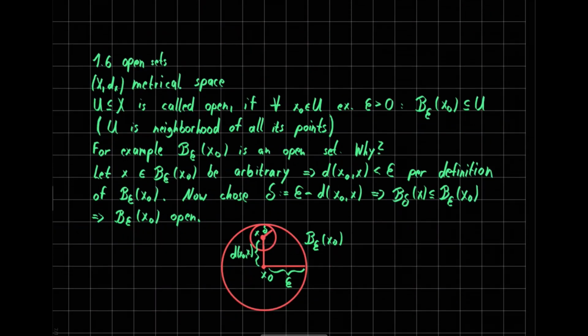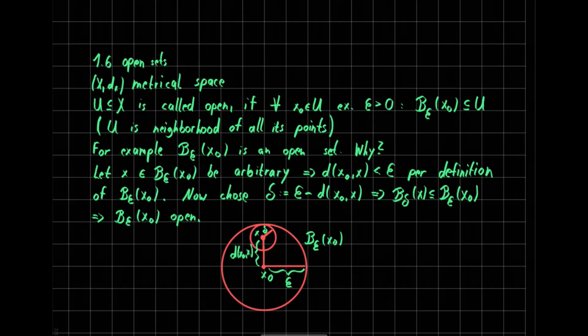Then we move on to the next definition, which will be our motivation to move beyond the limit of metrical spaces and develop a more general framework in which continuity will still make sense. 1.6 Open sets. Let (X, d) be a metrical space. U, a subset of X, is called open if for all x0 in U there exists an epsilon greater than 0, so that the open epsilon neighborhood of x0 is a subset of U. This means that U is a neighborhood of all its points.